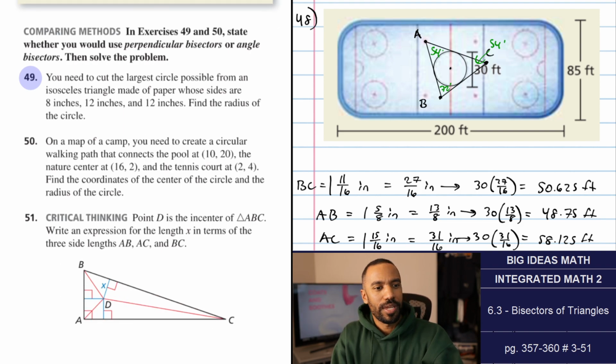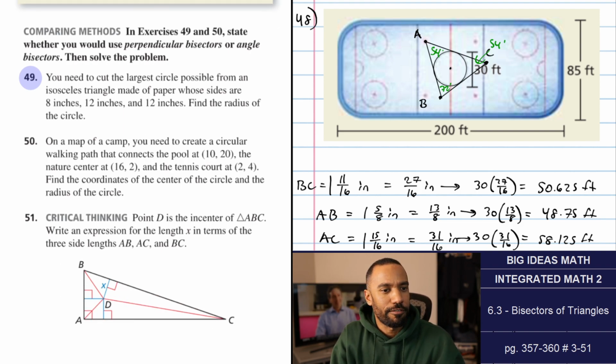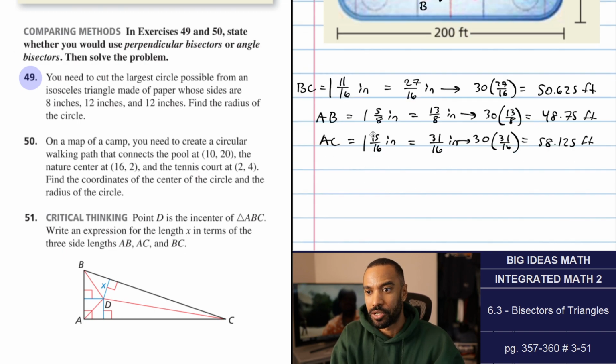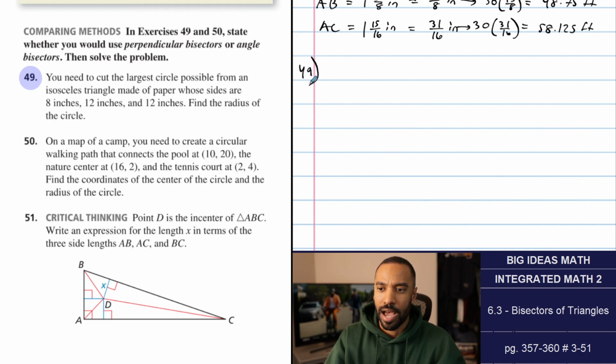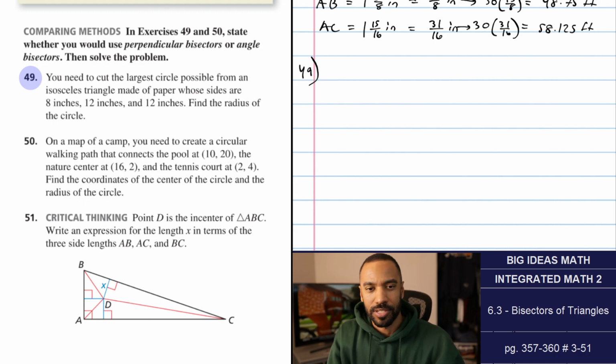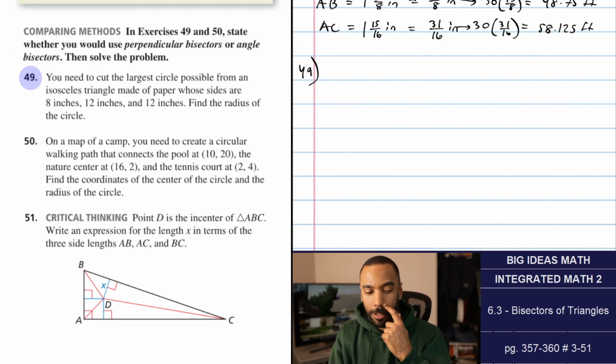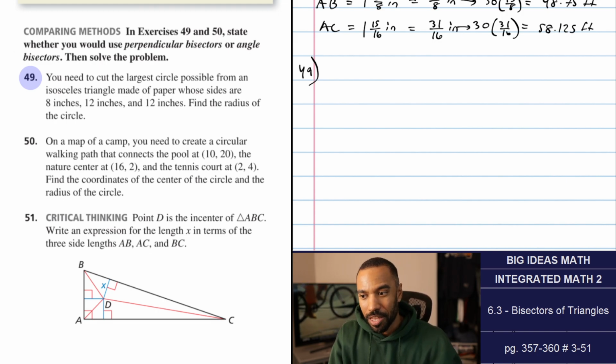Okay. Last three questions here. In exercises 49 and 50, state whether you would use perpendicular bisectors or angle bisectors. Then solve the problem. All right, so 49. And thankfully, when I said that I would save enough room in my computer for 3 hours, I did that, because now I'm nearing running out of room, actually. I didn't delete enough things yet, so I got to get these ones done.